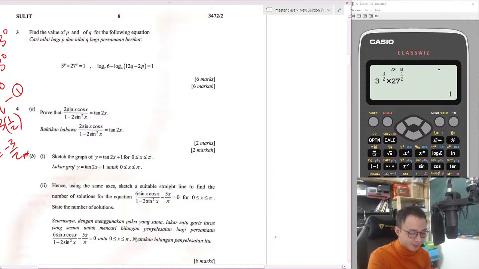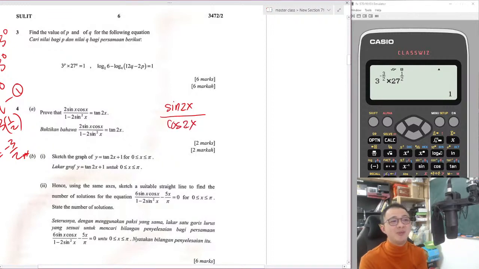Okay, so 2 sine x cos x equals sine 2x. This is just the formula. Refer back to the formula. 1 minus 2 sine square x is cos 2x. It's also a formula, given at the trigonometry page there. So sine over cos is tangent 2x. So prove it. Basically, you just copy from your formula list and then you get the answer. And this is 2 marks here.